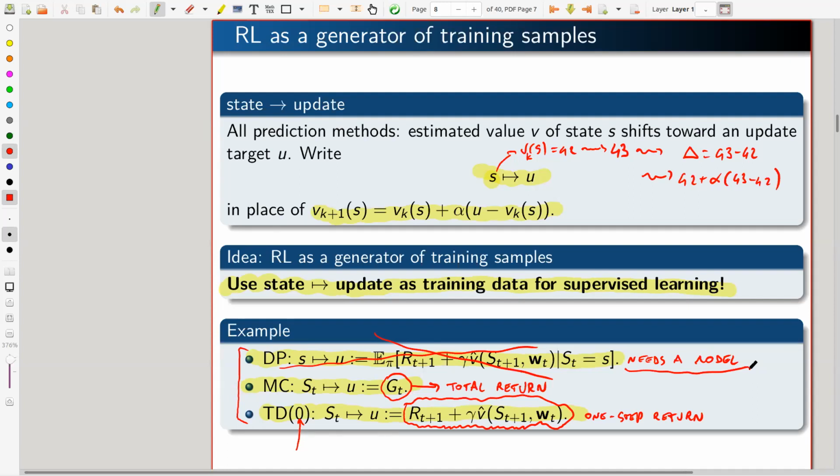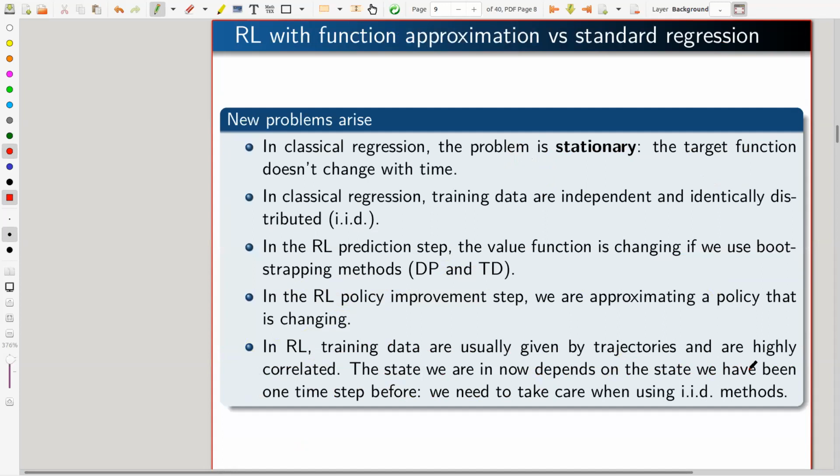So now we are saying that we are using reinforcement learning to generate training data. Let's think about it with respect to classical regression problems. You have new problems arising if you want to use reinforcement learning targets as training data. For instance, usually, not always, in classical regression the problem you're facing is stationary, meaning that you are trying to learn a function that you assume is there, is the function solving your problem, and it is not changing. It's a relation between quantities that you are assuming exist. So the problem is stationary.